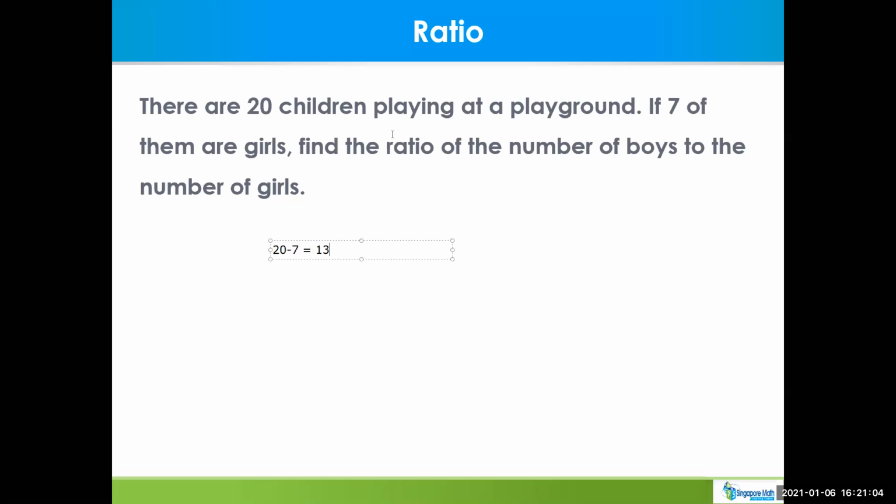Now we have to find the ratio of the number of boys to the number of girls. This is how I present my working. Boys to girls would be, boys would be 13 and girls would be 7. Can I further simplify this? No, because we can't divide them by a common number. So it will be 13 is to 7.